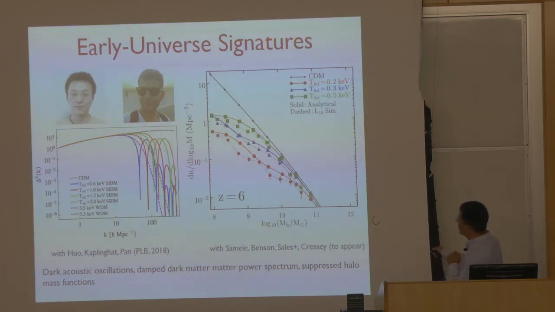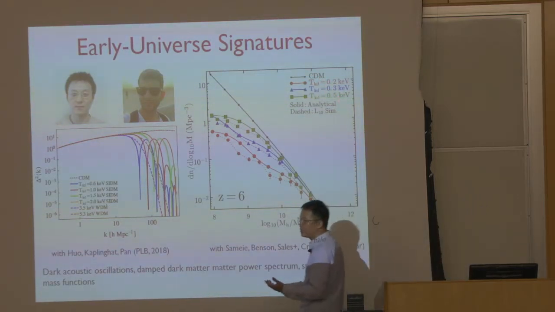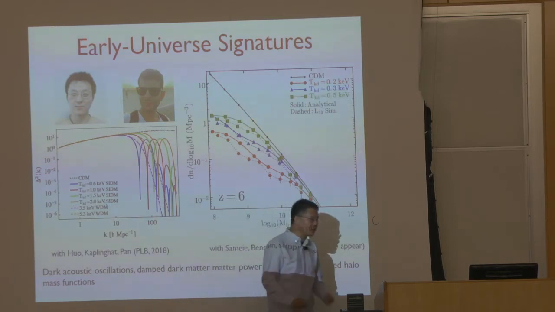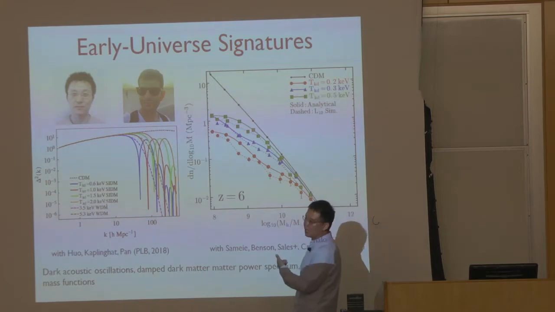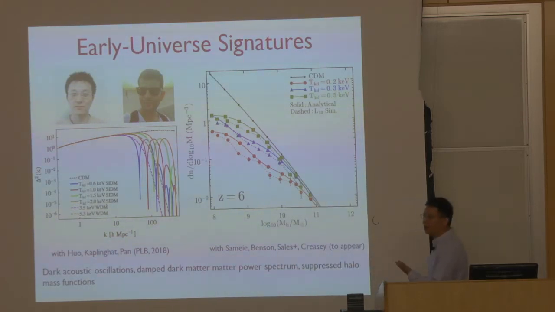The cool thing about this is that different models can be specified by a temperature called the kinetic decoupling temperature. This is a particle physics parameter, determined by particle physics models. So using high redshift galaxy surveys, you are able to put constraints on the particle parameter. So this is the interplay between particle physics, astrophysics and astronomy. It could also change your reionization history, which Anson or George could be interested in. So there's a lot of interplay you can do.